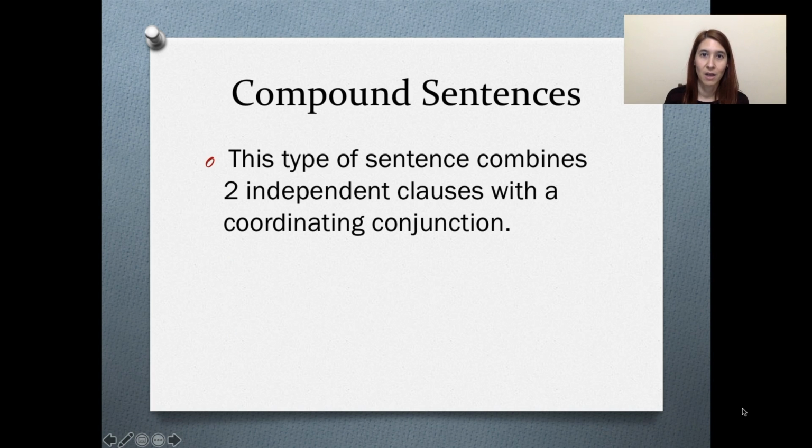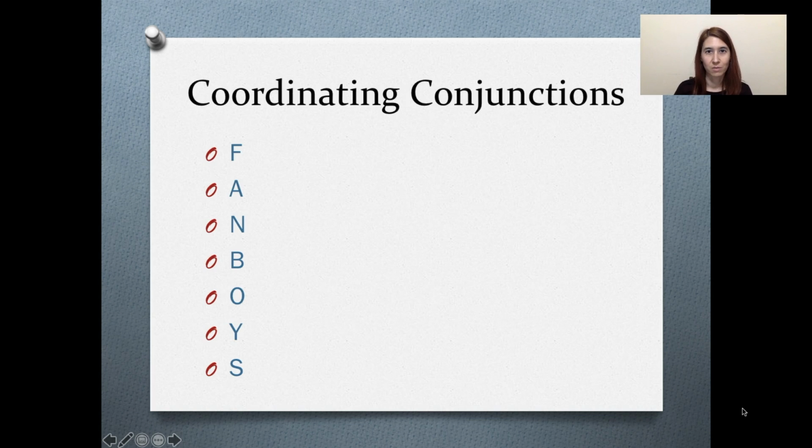The next type of sentence is a compound sentence. The compound sentence combines two independent clauses with a coordinating conjunction. Do you know your coordinating conjunctions? If you don't, that's okay. I'm going to tell you right now. One of the easiest ways to remember your coordinating conjunctions is using the acronym FANBOYS, F-A-N-B-O-Y-S, FANBOYS. The F stands for for, A, and, N, nor, B, but, O, or, Y, yet. And do you know what the last one stands for?